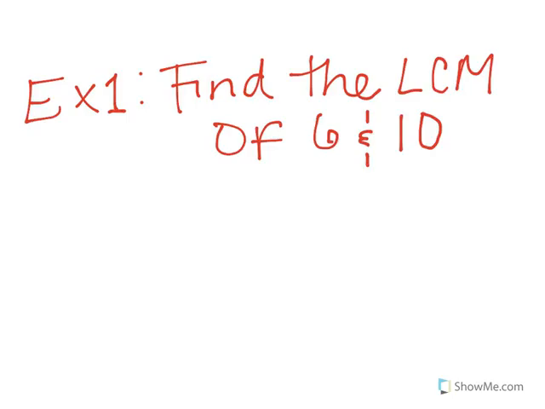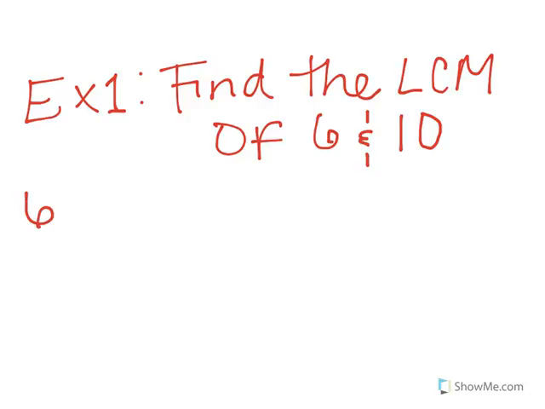For our first example, find the least common multiple of 6 and 10. Similar to what we did with finding the greatest common factor, we're going to have a list of numbers, but instead of a list of factors, we're going to have a list of multiples.